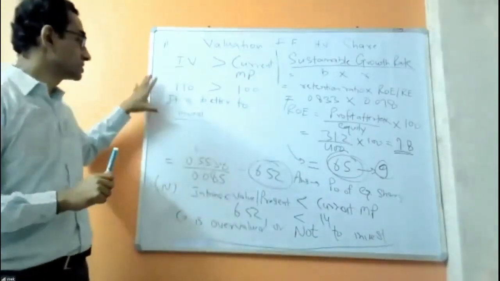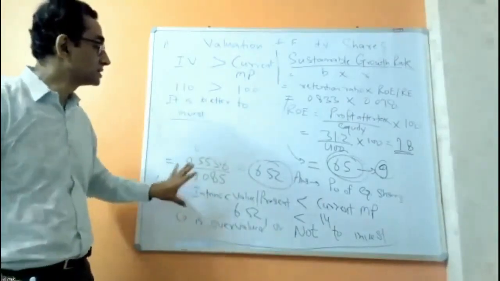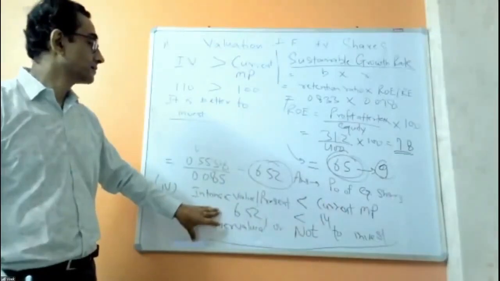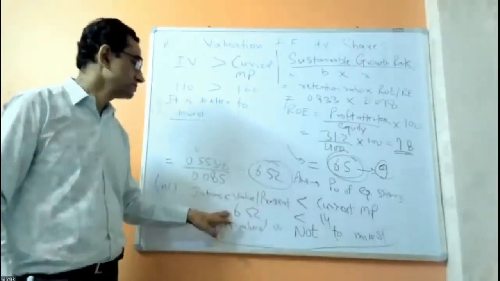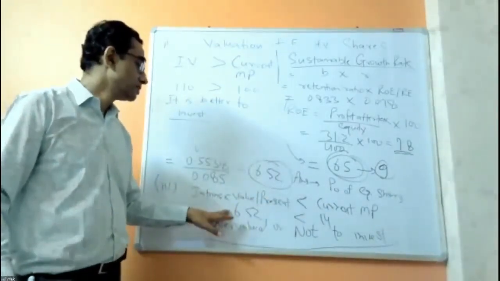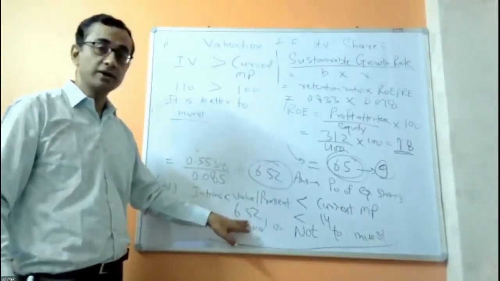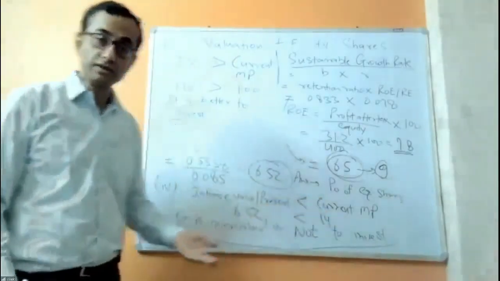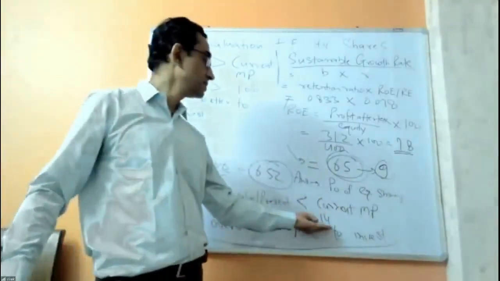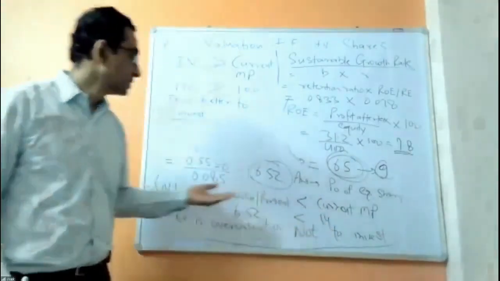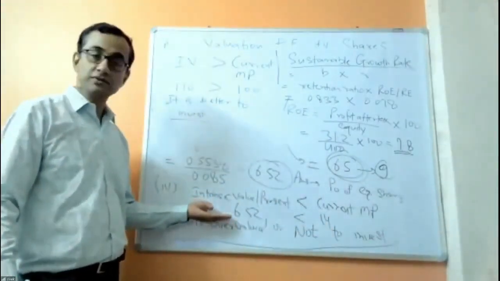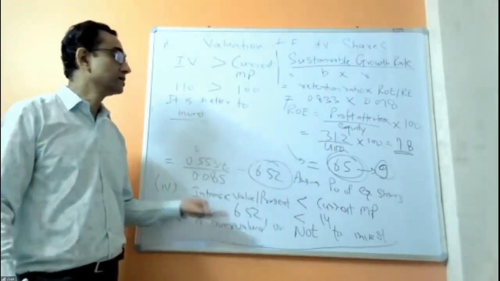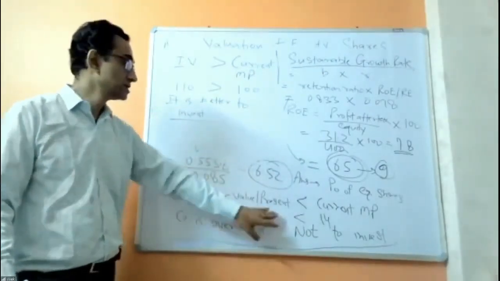I hope now it is clear, because in this question I have taken that intrinsic value is less than the current market price. On the other hand, if the investor is thinking that in future the price will not move beyond 6.52, and currently the price is 14, it means it is overvalued. So if the investor purchases at 14, he will not be able to sell it at a profit in the future. There is very little chance. So the company is overvalued, and the decision is not to invest in this question.